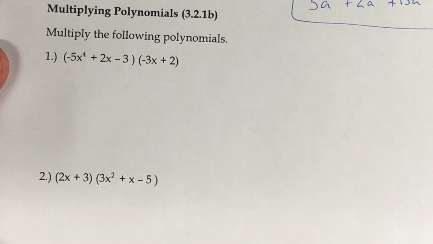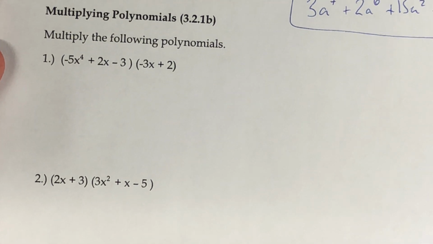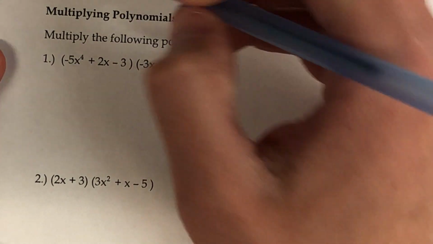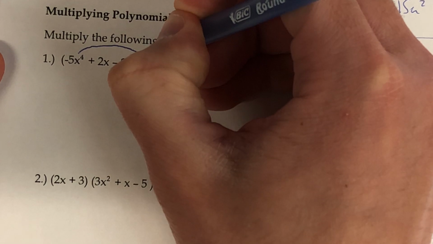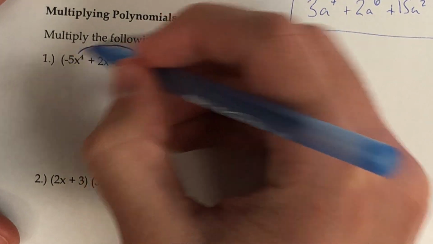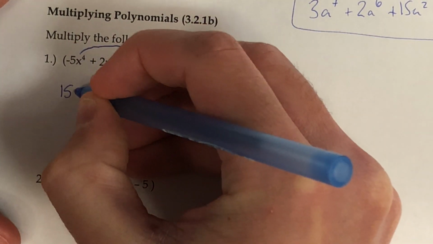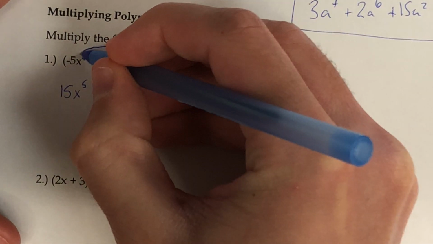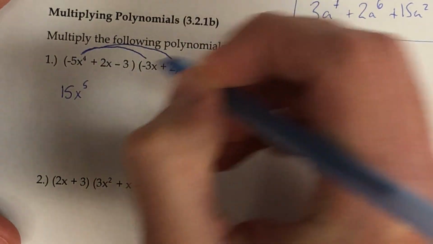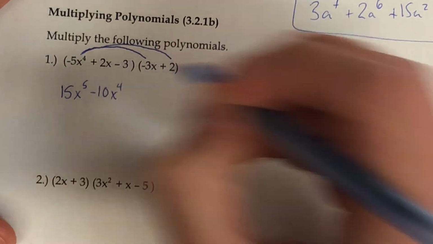So let's multiply these. Notice, now we have 3 terms first and then 2. Same idea applies. We take everything from the first, multiply it by everything from the second. So I'm going to take negative 5x to the fourth, multiply by negative 3x. Negative 5 times negative 3 is positive 15. X to the fourth times x is x to the fifth. Negative 5 times 2 is negative 10. X to the fourth, no other x's to multiply.